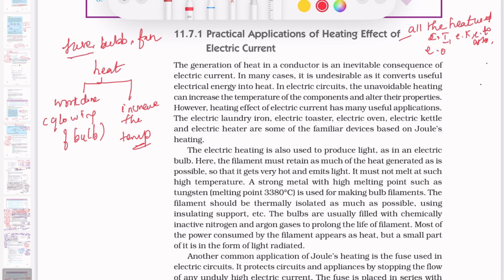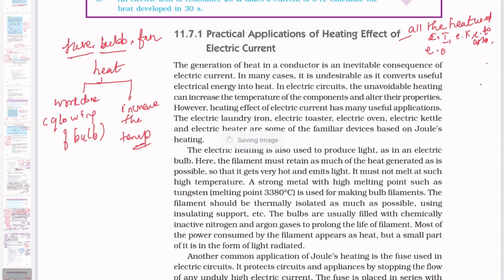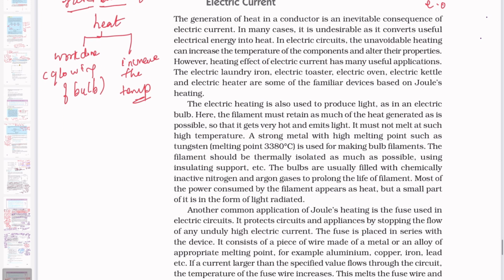like the bulb and fuse. Because when the bulb is using the heat to do work, that is glowing, that is emitting light, that is a useful property. But what happens to the temperature? The increase in temperature may damage the bulb. So what is the technique used to overcome this heating effect in the bulb? We are going to see in detail.